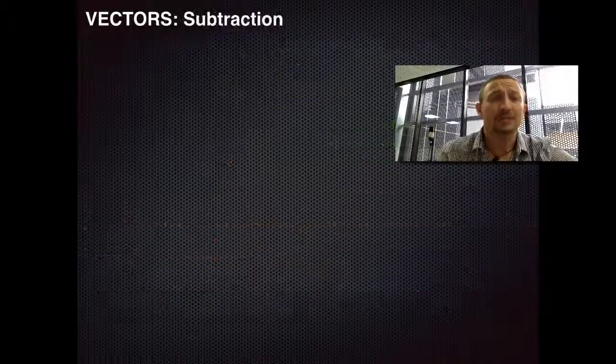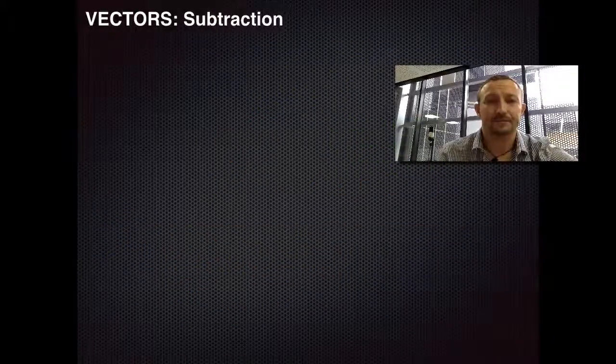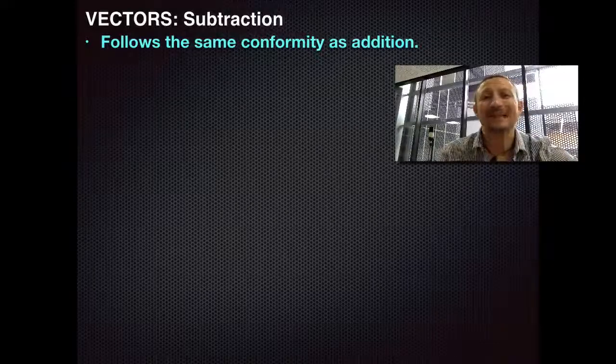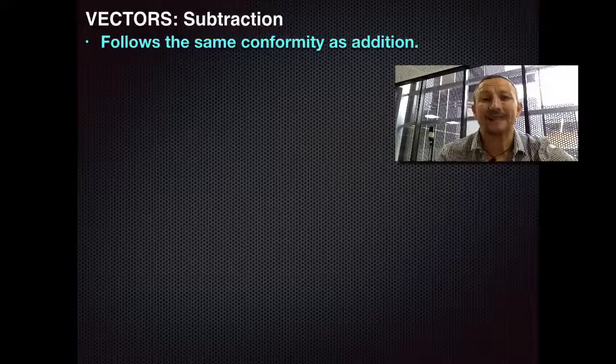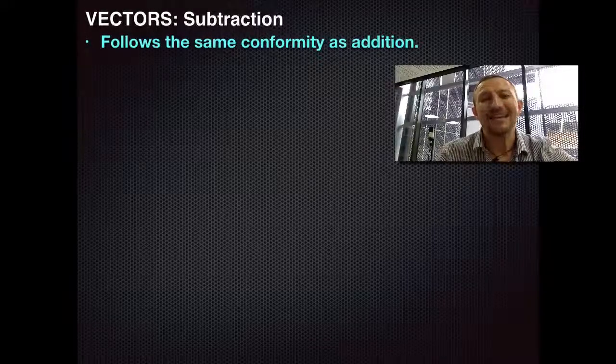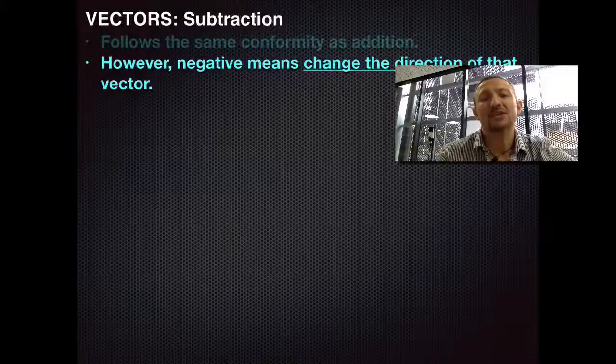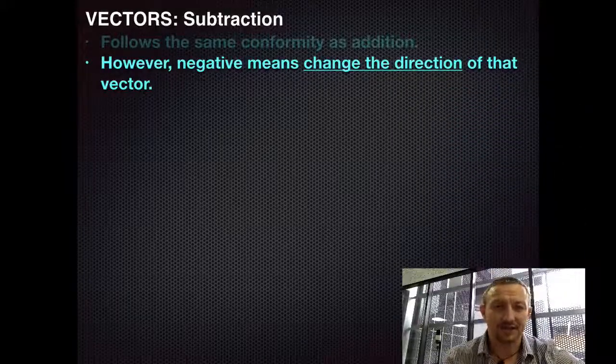Okay, so what happens when we subtract our vectors? Well, we do exactly the same as we do for addition. The only difference is that when we're subtracting, we're using a negative value. Now, instead of taking it away, what it actually means is we change the direction of that vector.